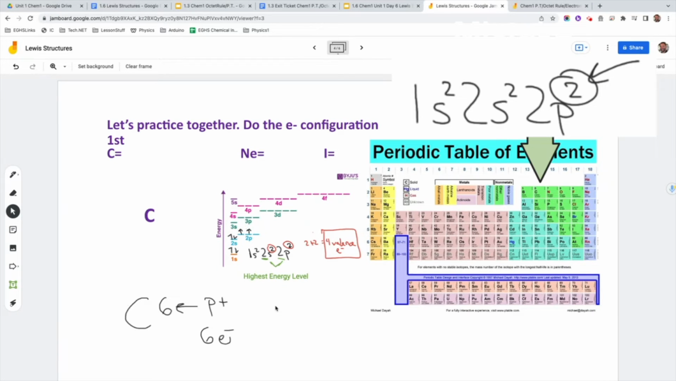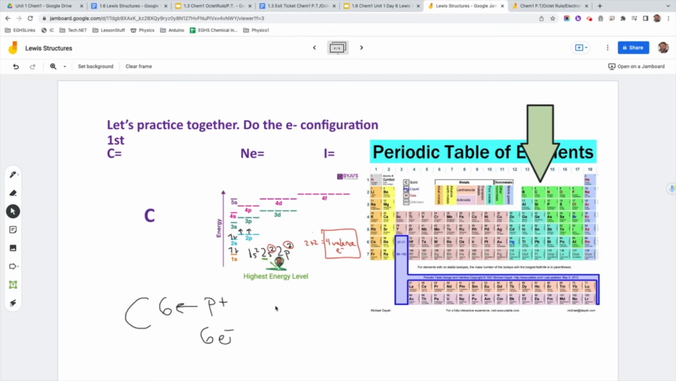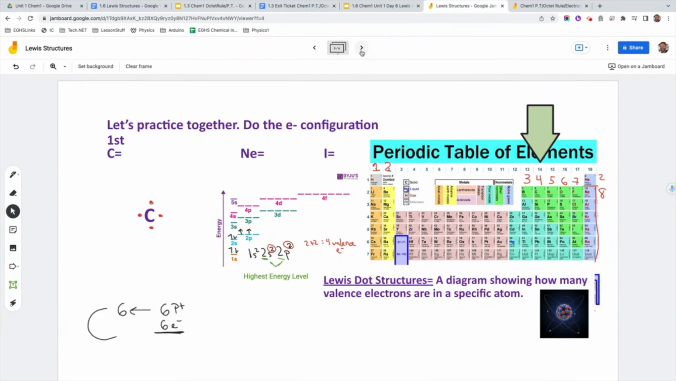Now notice that the 2s and the 2p on this, those are the highest energy levels, right? So those are my outermost electrons. Those are my outermost clouds. So I have 4 valence electrons for carbon. So if I was going to do a Lewis structure, there's not 6 electrons in its outer shell, only 4 electrons in its outer shell. So I would dot it just like I have on this next screen right here. So notice I have 1, 2, 3, 4 valence electrons, right?